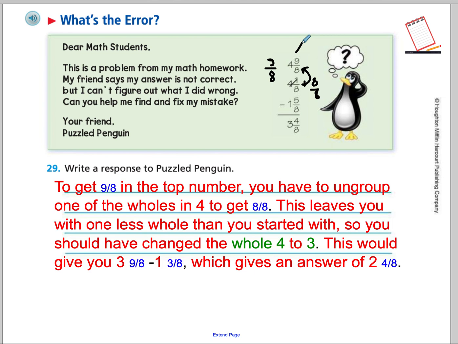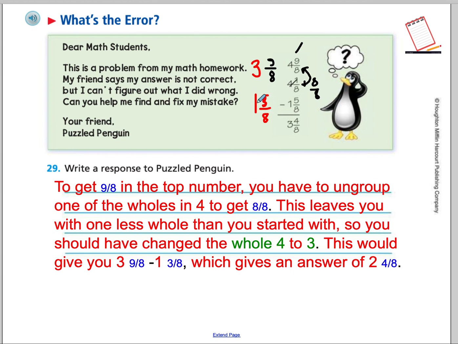So that part's right. But yeah, he forgot to subtract 1 from the whole number. So this leaves you with one less whole than you started with. So you'd have to change the whole from 4 to 3 like we did up here. This would get you 3 and 9/8 minus 1 and 3/8. And when I subtract, pardon me for taking some time here. So I'm going to now, oops, that's a 5, not a 3.